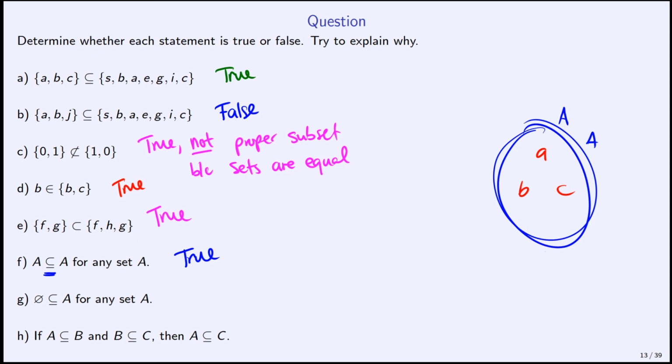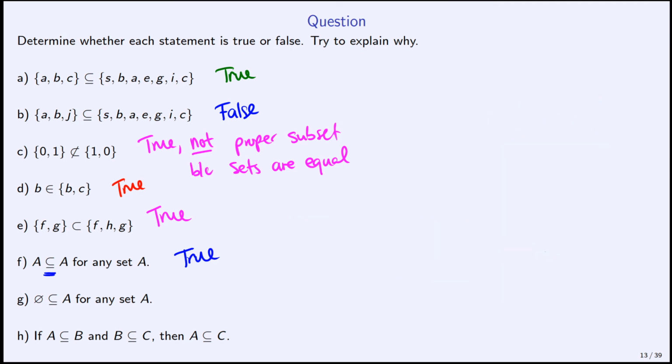A set is always a subset of itself, because every element in that set is already in that set. Remember the definition of a subset. If we have some element x that is in the set A, then we're also saying that x is an element of A. Well, this is true. Every element in A is always also going to be in A, therefore A is a subset of A. So a set is always a subset of itself.